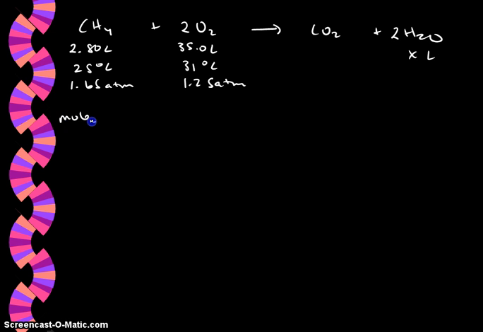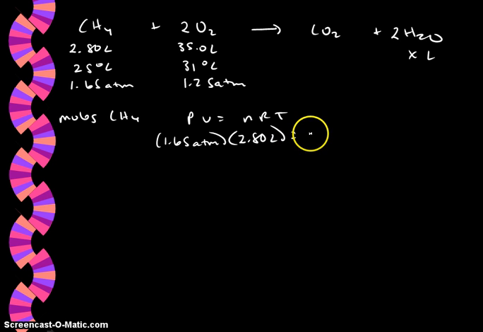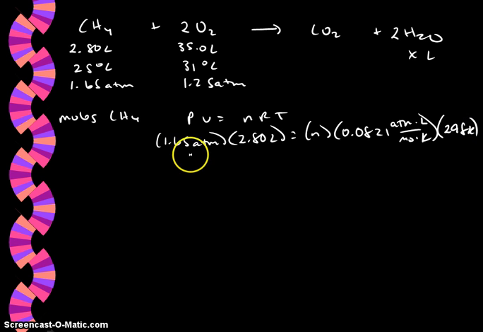So let's do moles of methane. PV equals nRT. So our pressure is 1.65 ATM. Our volume is 2.8 liters. We're going to find out how many moles. We'll use our R value that matches up with our pressure. And we'll change our temperature to Kelvin. And when we solve for n, we get 0.19 moles.